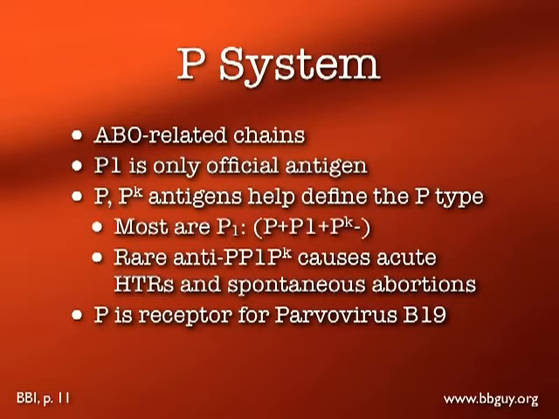It's actually P1. There are a couple of other related antigens, the P and the PK antigens, that help define the overall P system type. And you see that on the fourth row down. Most people are phenotype P sub 1, meaning they carry the P antigen, the P1 antigen, but lack the PK antigen. Rarely, some people can lack all three of those antigens and have acute hemolytic transfusion reactions and spontaneous abortions as a result when that antibody occurs. The P antigen is the receptor for parvovirus B19, easy to remember.